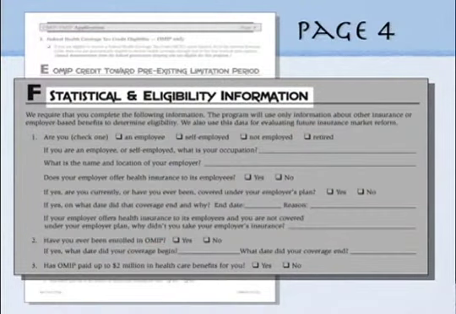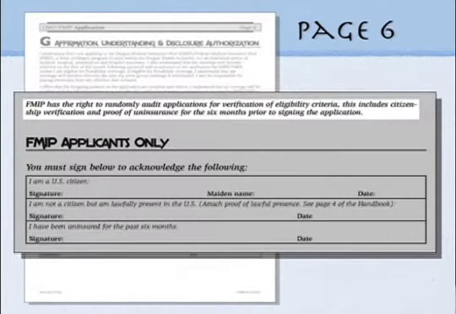Section F is statistical and eligibility information. This section is very useful for us when we are compiling data. It is not required to be completed, but it is very helpful and gives us a better understanding of the OMIP-FMIP population. Section G is affirmation, understanding, and disclosure authorization.